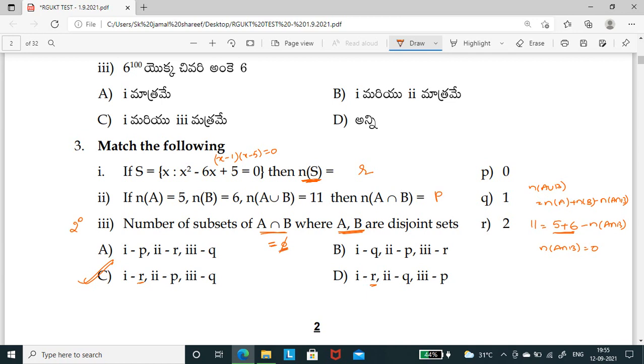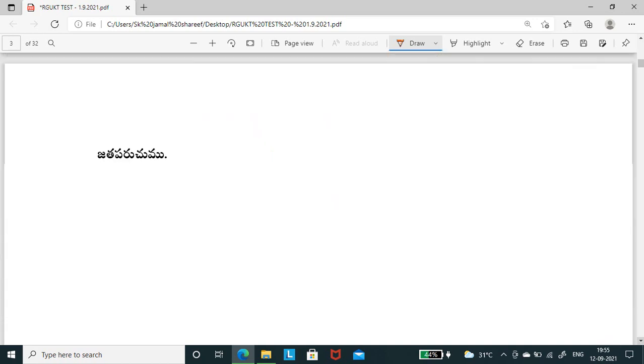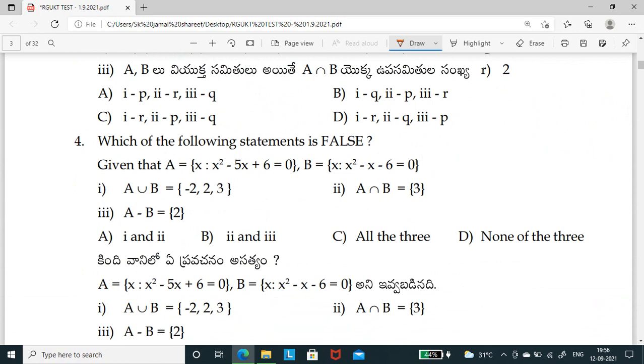Here the number of elements is 0. So 2 power 0 is equal to 1. Hence it is Q, right? Next, moving on to question number 4. Which of the following statements is false?